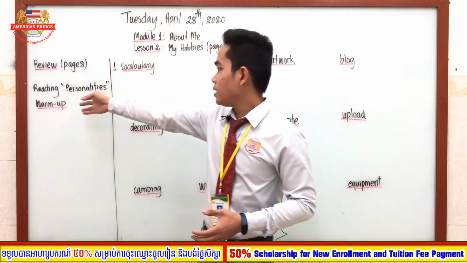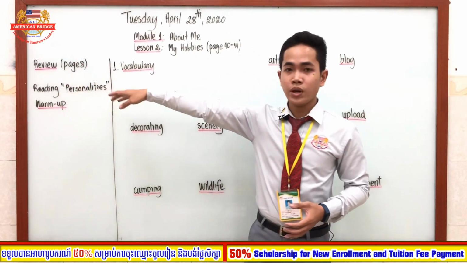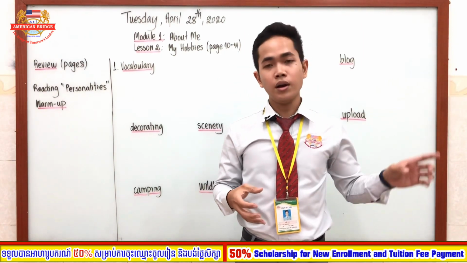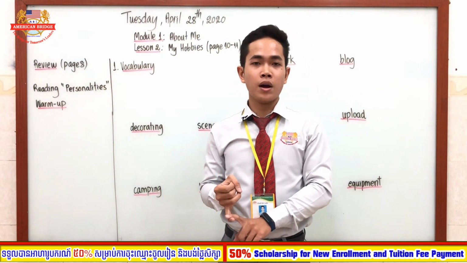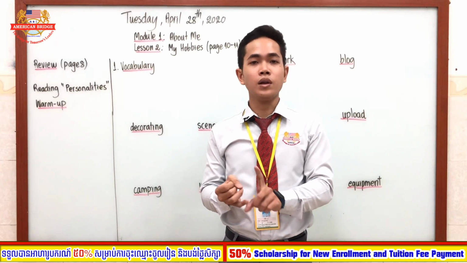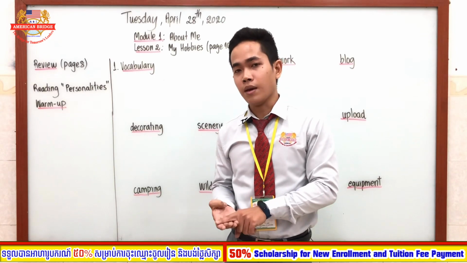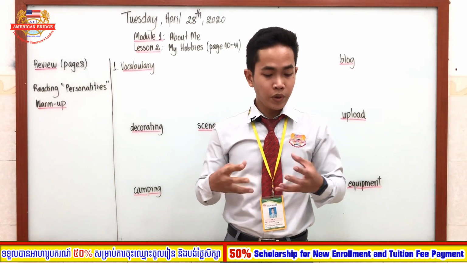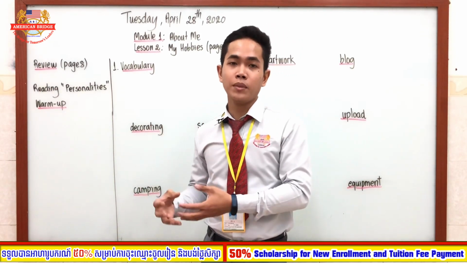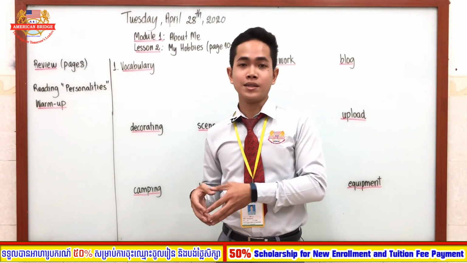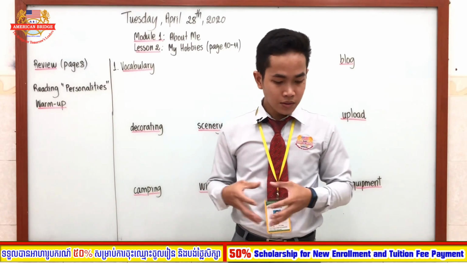So yesterday we learned about one reading, which is about personalities, right? In the reading, they clarify the personality of someone. They also talk about the words extrovert and introvert, and the last one is ambivert. Okay, so I hope you understand. I hope you remember what you learned recently from yesterday's reading. Okay, so don't waste any time.